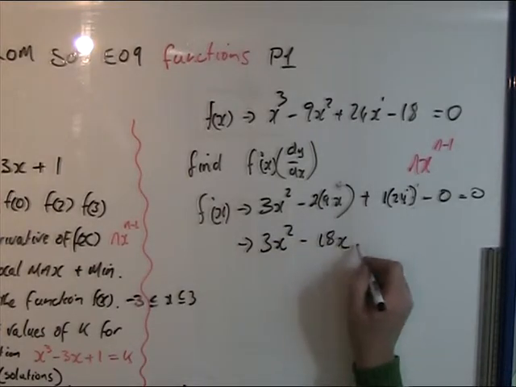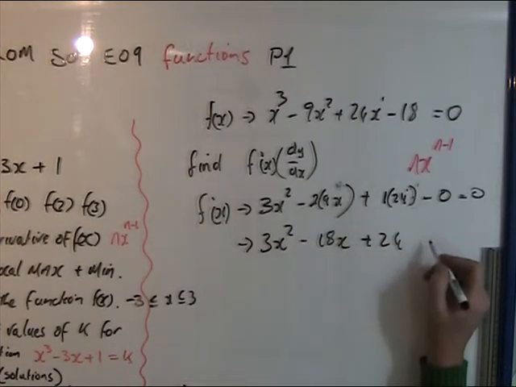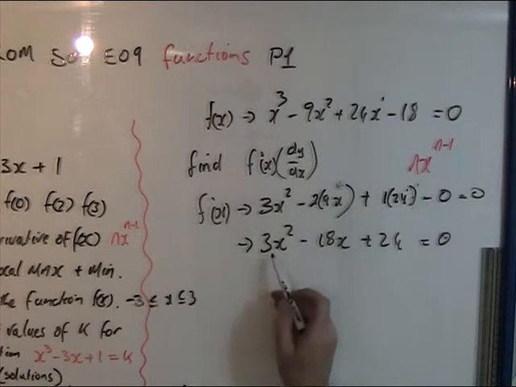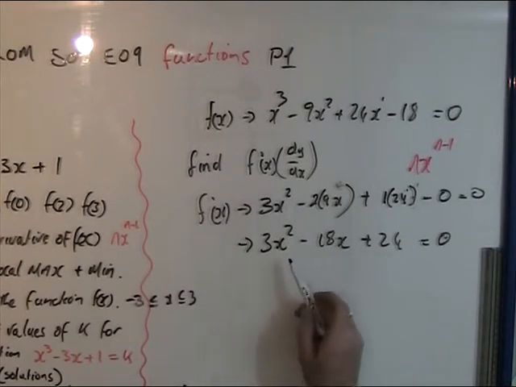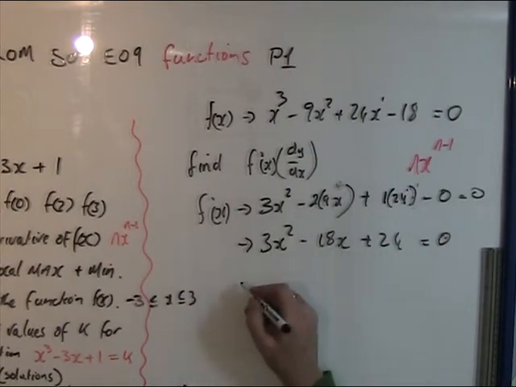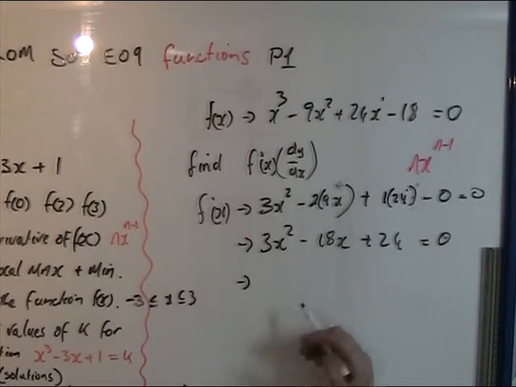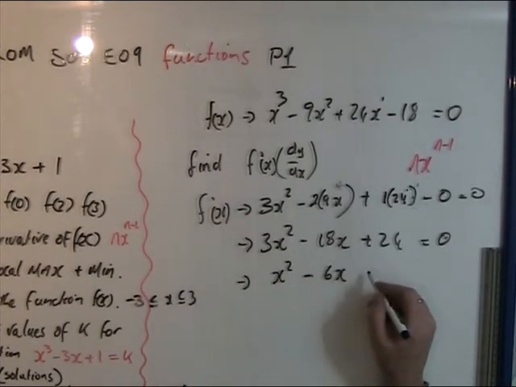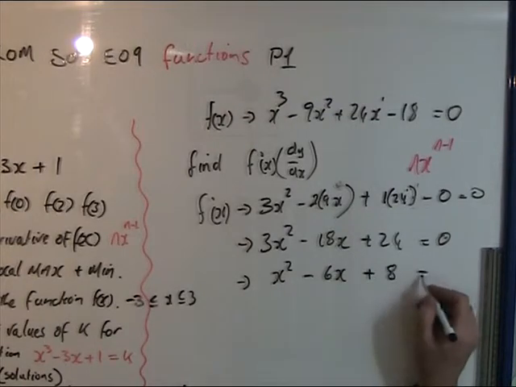minus 18x plus 24 is equal to 0, right? Now, the next part, is there something there that's very familiar? I can see that 3 goes into all of these factors, so I can reduce my equation. Do you follow? I'm allowed to do that because you bring everything down in the same ratio. So I divide across by 3. 3 6s are 18, 3 8s are 24.